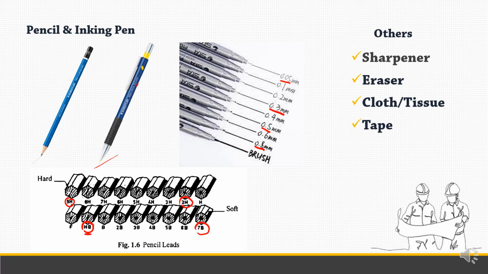And then tape. The tape is used, say this is the drawing board. Then this is the T-square.